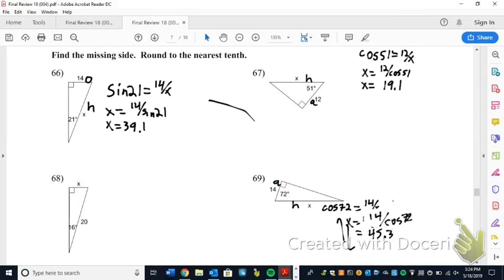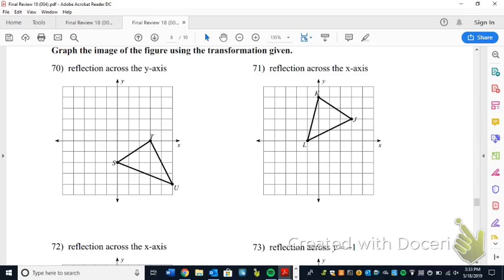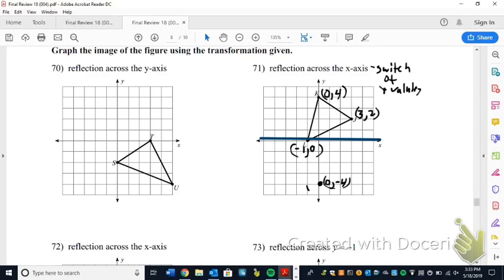Next, what just happened? It's not letting me pinch. Okay. So reflection across the x-axis, because we're doing 71. If it's on the axis of reflection, it doesn't actually change. So our x-axis is the line of reflection. That doesn't change at all. It just stays there. So I'm going to label my points, label my line of reflection. The x-axis, all it does is switch the sign of the y value. So (0, 4) goes to (0, -4), (3, 2) goes to (3, -2), and that's our reflection.